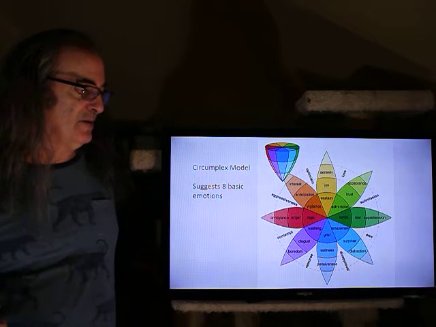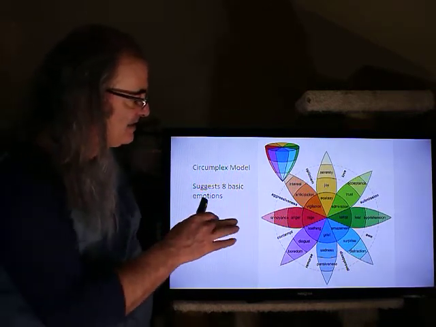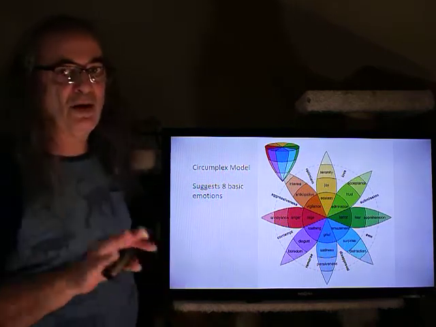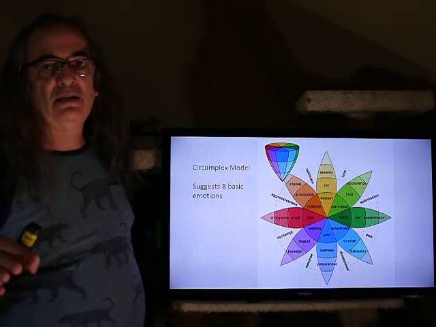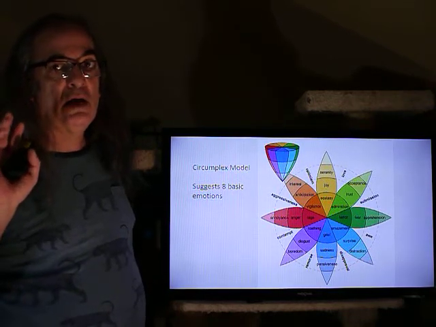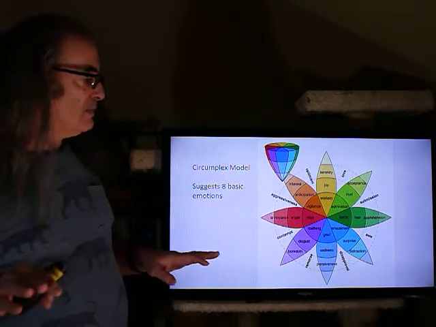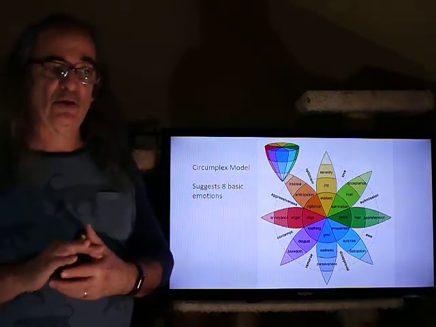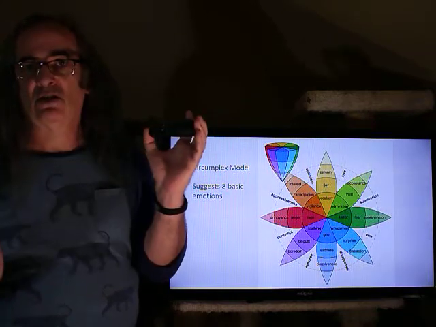The rainbow colors aside, let's look at the idea of the circumplex model, and I love the circumplex model. Unlike Ekman, who posited 6 or 7 basic emotions, the circumplex model posits 8 basic emotions. So let's think about what the circumplex model does. First of all, it gives us 8 basic emotions, but it acknowledges the idea that emotions vary in intensity.